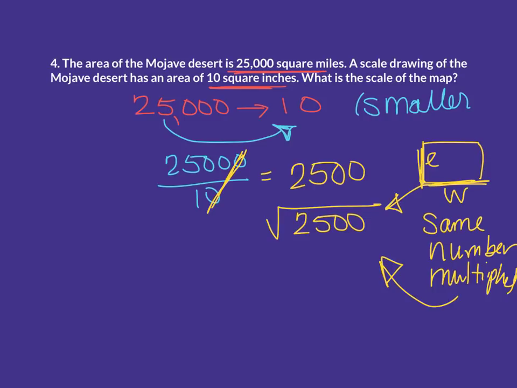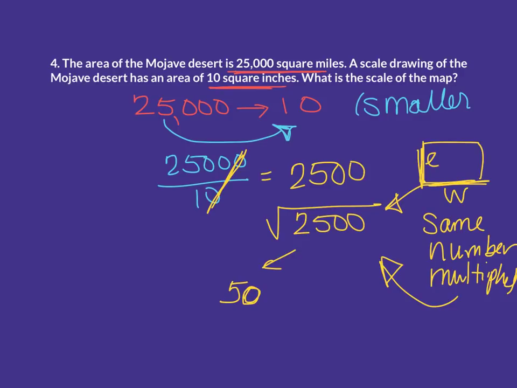So 25, what times itself gives me 25? That would be 5 times 5 is 25. I've got 2 zeros. Well, that's easy enough because I know 10 times 10 would be that 100. So 50 is the answer that I'm looking for. 50 times 50 is 2,500.